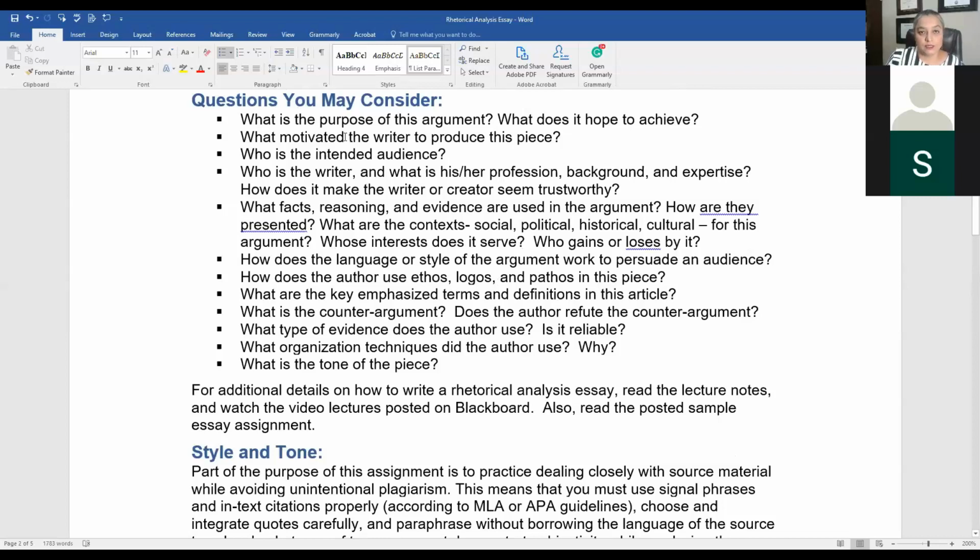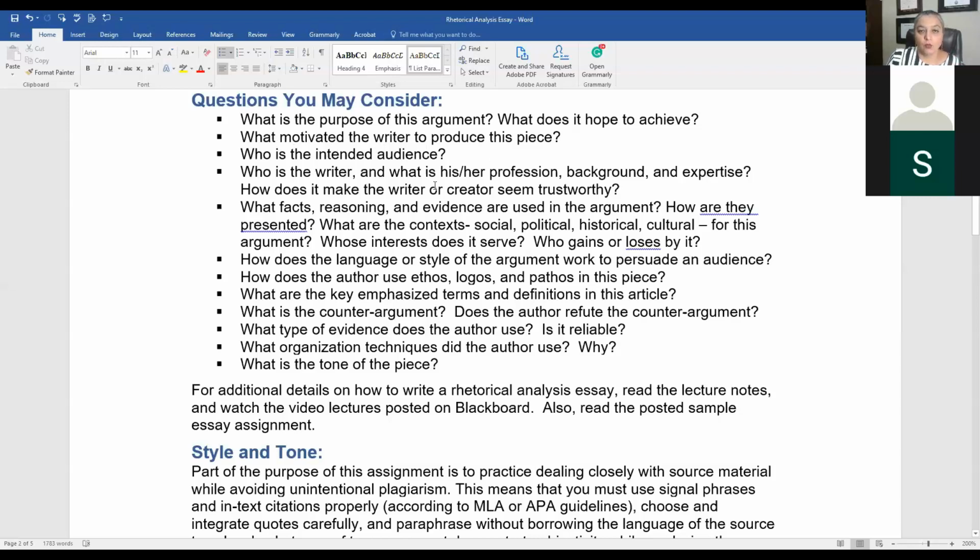First one is, what is the purpose of this argument? What does it hope to achieve? So purpose, what is it trying to do? Is it trying to convince someone? Is it trying to get an action done? Or is it just trying to mold their thought process? So what motivated the writer to produce this piece? This is your exigency. Who is the intended audience?